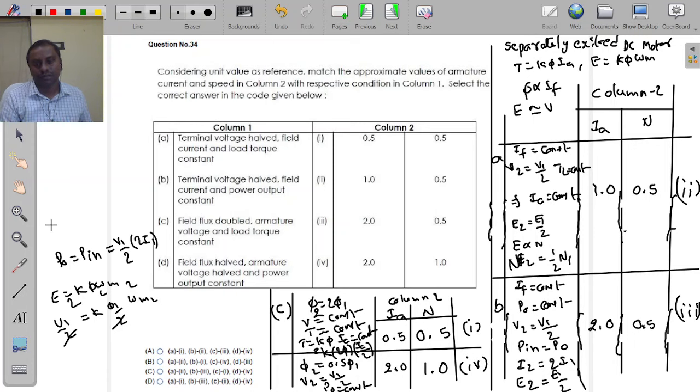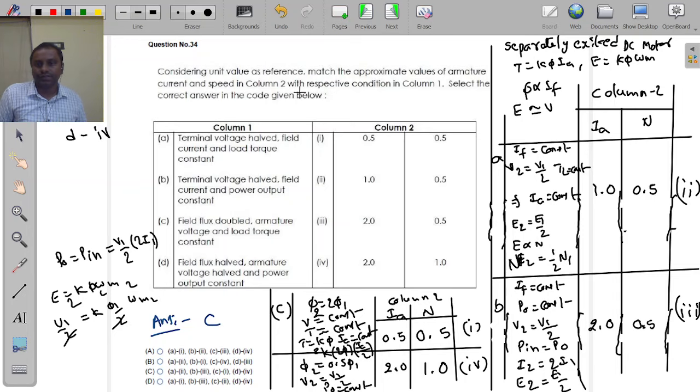So the correct matching option is A is 2, B is 3, C is 1 and D is 4. That is 2, 3, 1 and 4. Answer C is the correct option for this question.